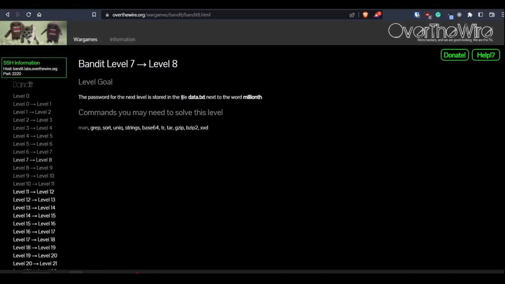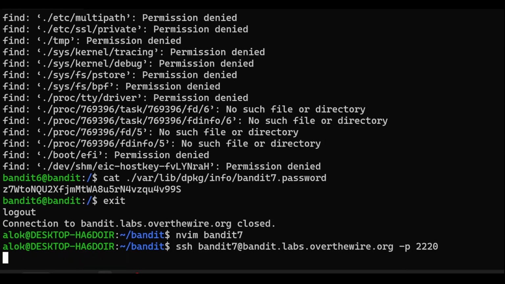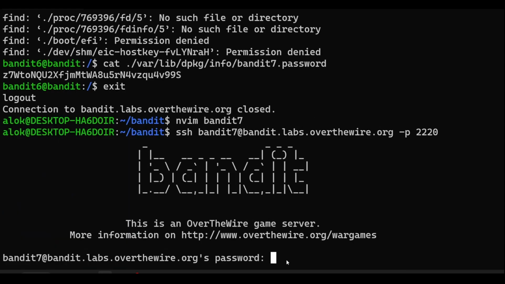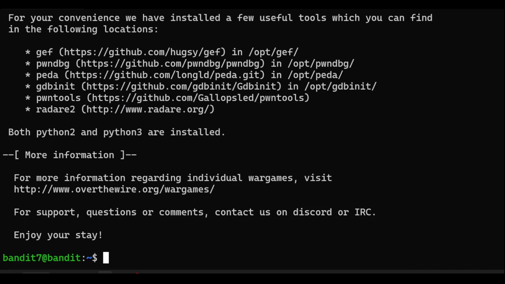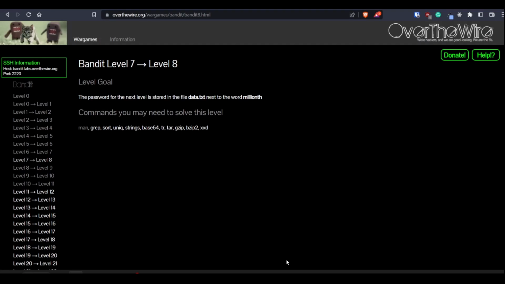The password of the next level is stored in the file data.txt next to the word millionth. Okay, now let's just log into that level. Okay, let's see. So it is stored in the file data.txt next to the word millionth.